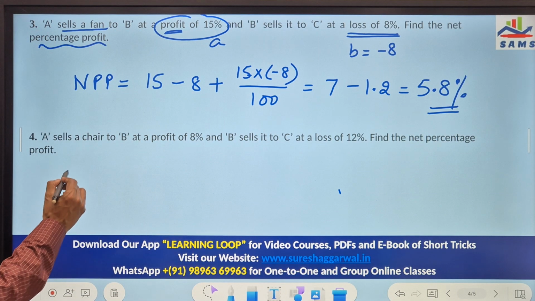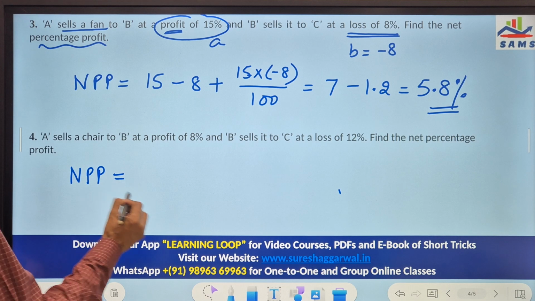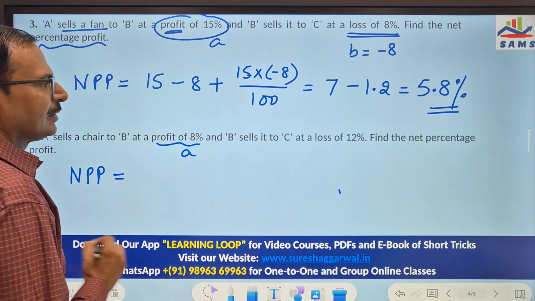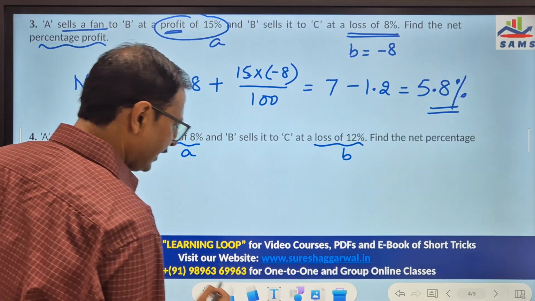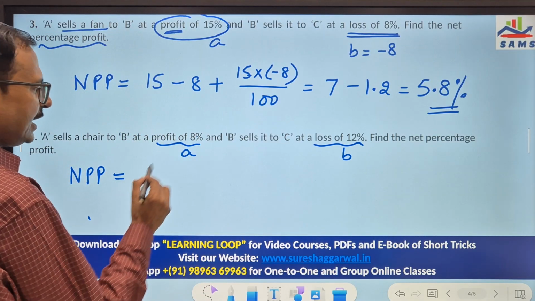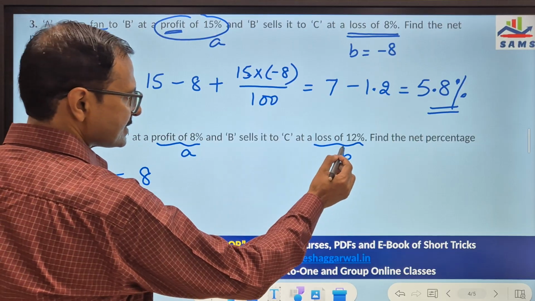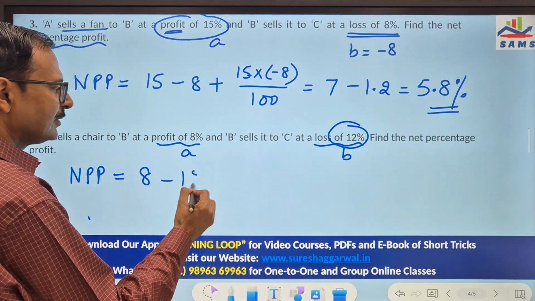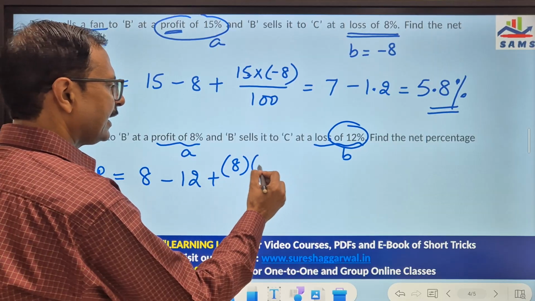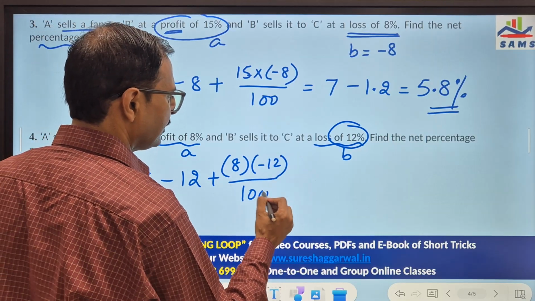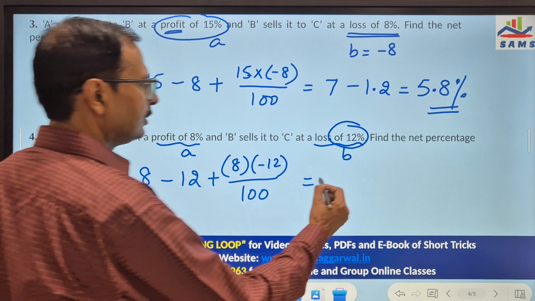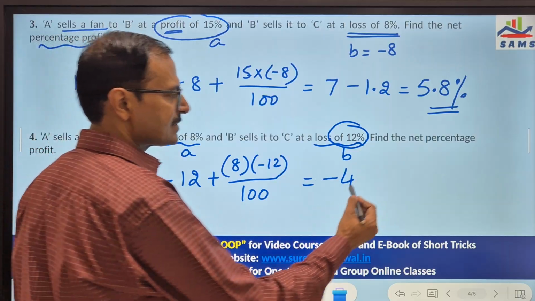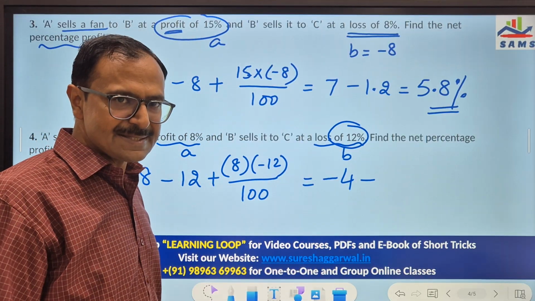Another one here, net percentage profit. Profit of 8%, so A. Loss of 12%, so this is B. And finally, we have the formula. A is 8%, so 8 minus, so this is loss of 12%, so minus 12, and then 8 times negative 12 upon 100. Now how much is this? You can check now what happens here. This will come out to be negative 4, and then plus minus minus 12 8s are 96.